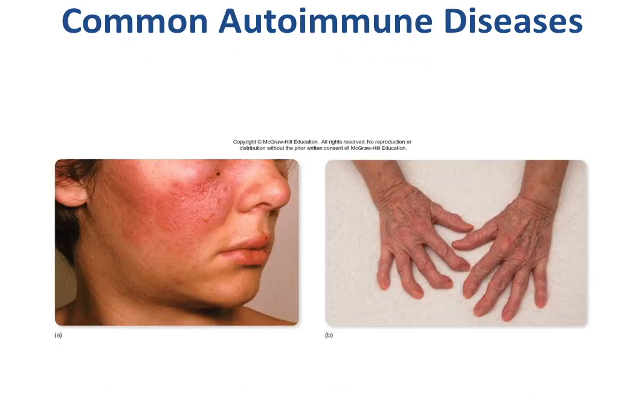Here is the figure of SLE. We can see the butterfly-shaped skin rash on the cheeks. And this is rheumatoid arthritis. We can see the deformation of the hand joints.